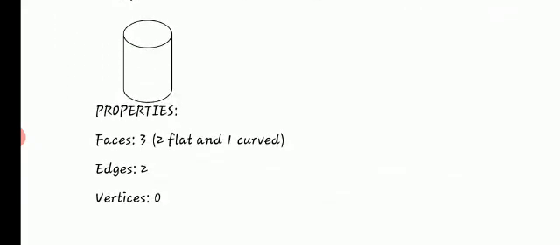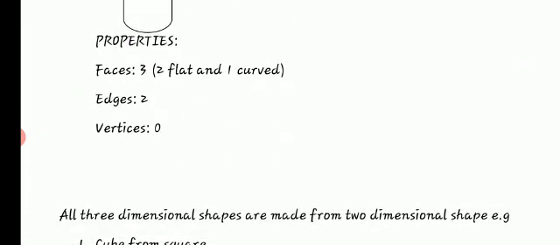So the properties. Number 1, it has 3 faces: the upper flat that I said, the bottom flat, then the curved surface, that middle one. Since we have 3 faces, definitely the edges will be 2, because an edge connects 2 faces. Your edges will be 2. And for vertex, you can see that there is no vertex there.